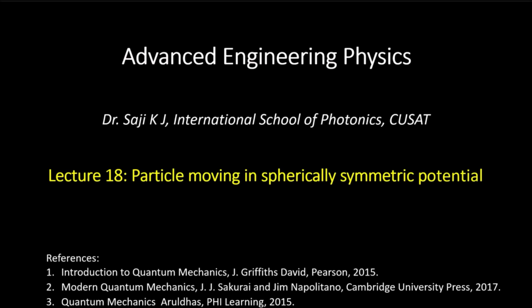Today we are going to discuss the nature of the Hamiltonian for particles moving in spherically symmetric potentials. There are many situations where the potential acting on the particle is spherically symmetric, like the case of electrons in atoms. An understanding of this topic will help us to easily study the angular momentum and hydrogen atom problems.